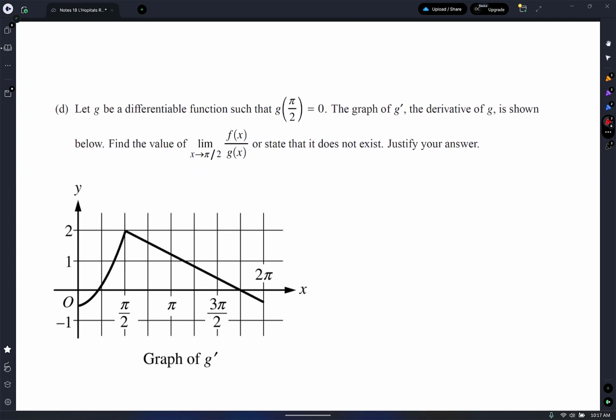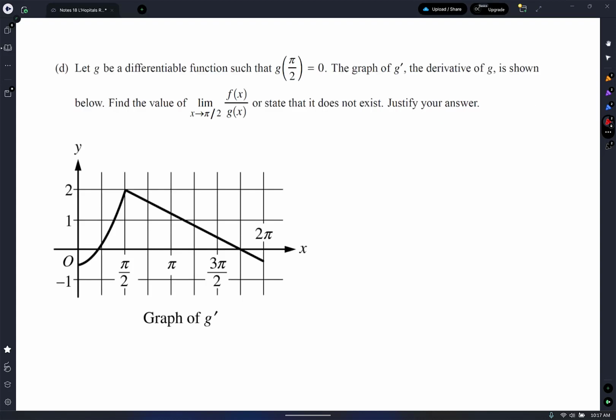Let g be a differentiable function such that g of pi over 2 equals 0. The graph of g prime, the derivative of g, is shown below. Find the value of the limit as x approaches pi over 2 of f of x over g of x, or state that it does not exist. Justify your answer. They noticed that it was, well, I guess let's talk about it.